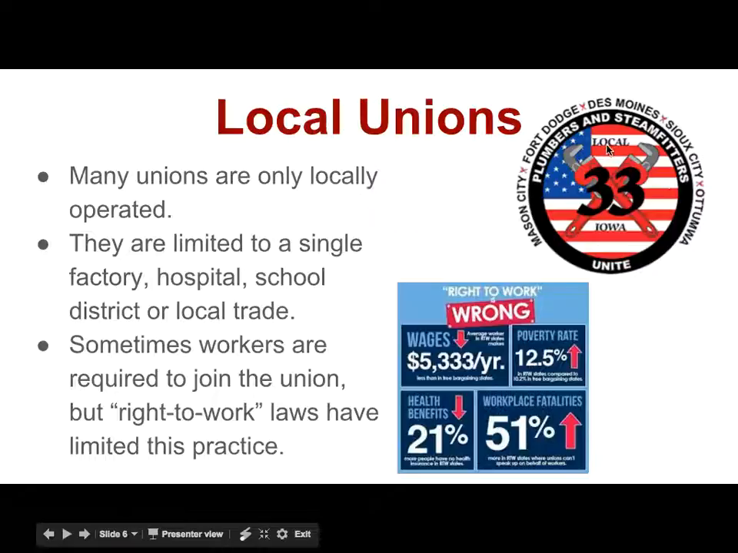We've got the Local 33 in Iowa. This is a plumbers and steam fitters union. So all the plumbers and steam fitters get together. They're in this union. They work together for common interests, and this is their local organization. But then there's also a national branch of it. Sometimes they are limited to a single factory, hospital, school district, or local trade. And sometimes, again, they're part of a larger organization.